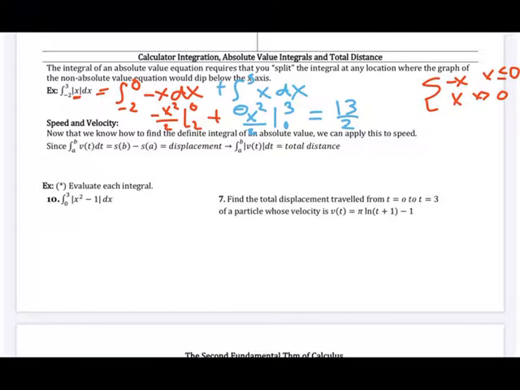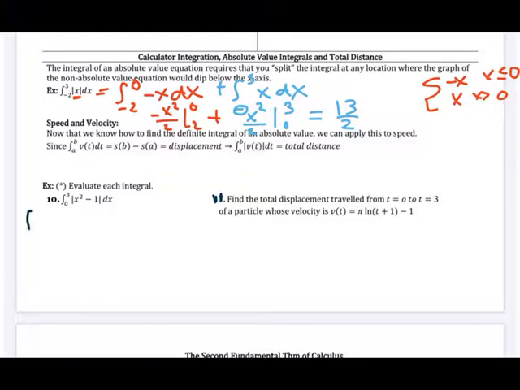So let's look at, apparently these are misnumbered. Let's look at examples 10 and let's fix this here, 11. So number 10, let's go ahead and split this integral. This is going to have the vertex when x is equal to 1. That's going to be my issue. So I'm going to break my integral at 1.